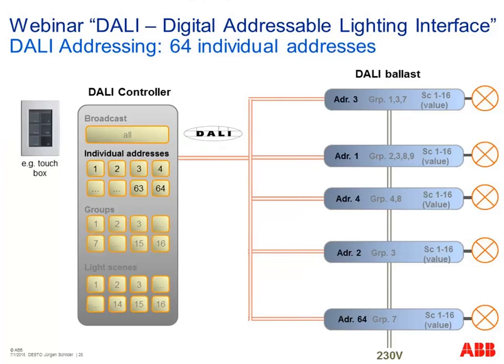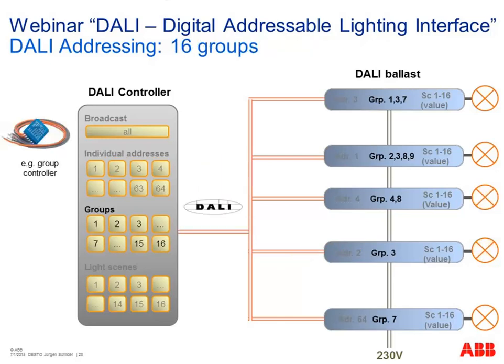Furthermore, we can say, okay, we have any touch box here. We would like to operate each lamp individually. No problem, we can do this. We can switch any address on or off, or we can dim it to any value individually, either possible. Or if it's not enough, we need group functions.